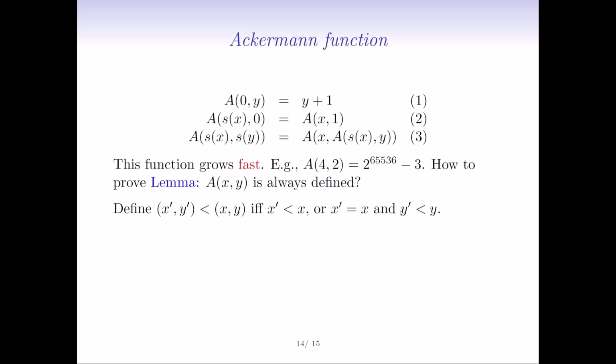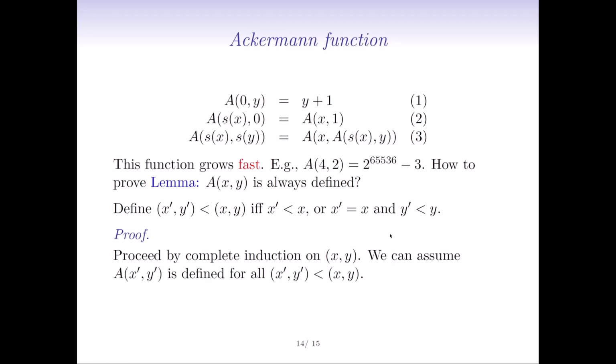So that is a perfectly good ordering, and you can definitely check for yourself that there are also no infinitely descending chains of pairs of natural numbers according to this ordering. So to prove that a of x and y is always defined, we can prove it by complete induction on the pair x and y.